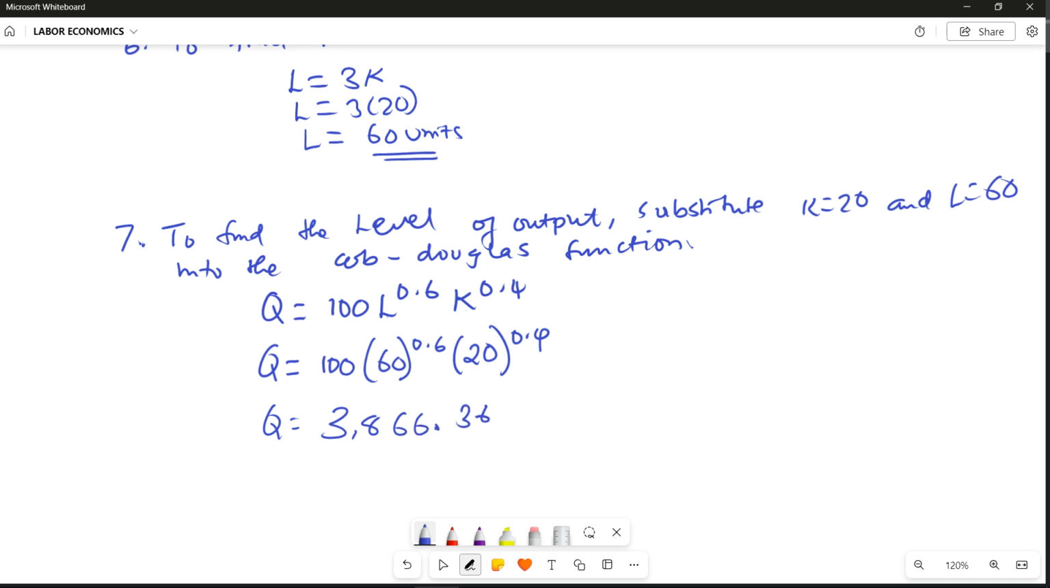3866.36, if that's correct to 2 decimal places, yeah, it will be this. So that's the total amount of output that this system can produce. In short, that is what's supposed to be done there on question A. So you're just doing this.